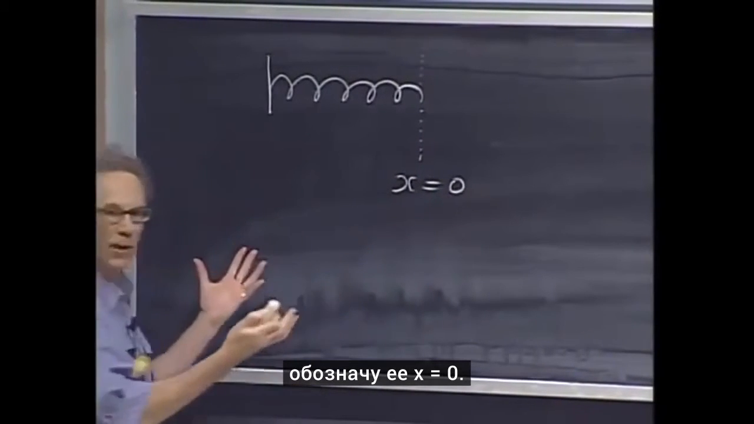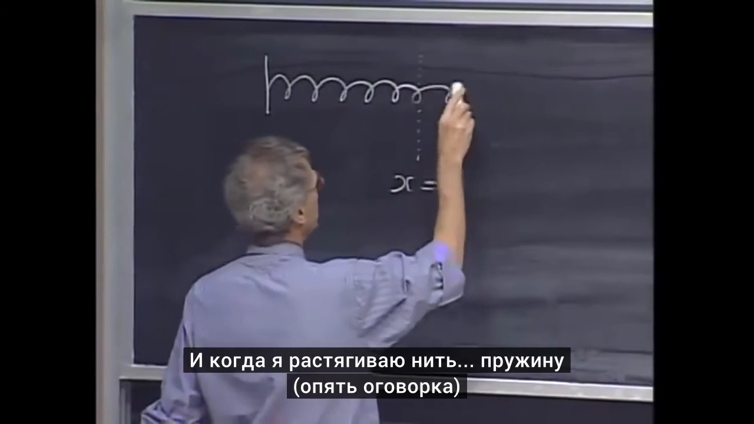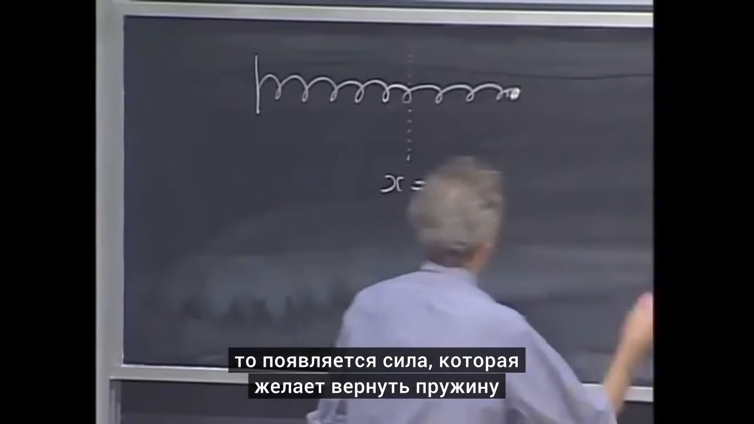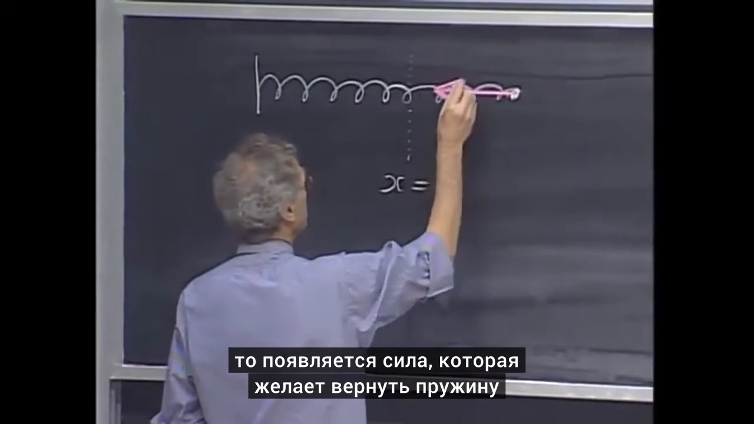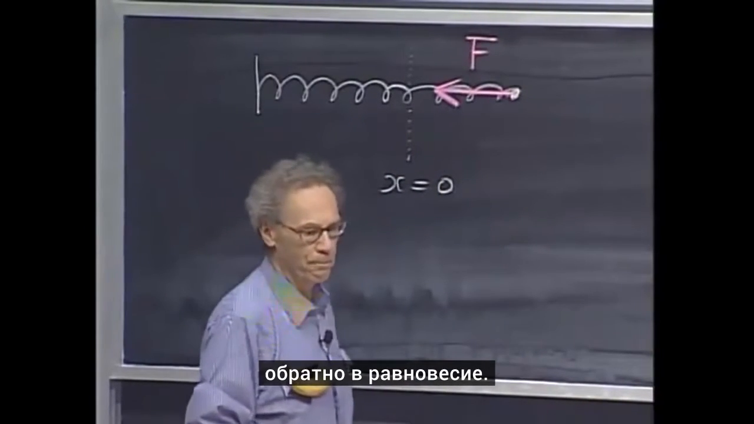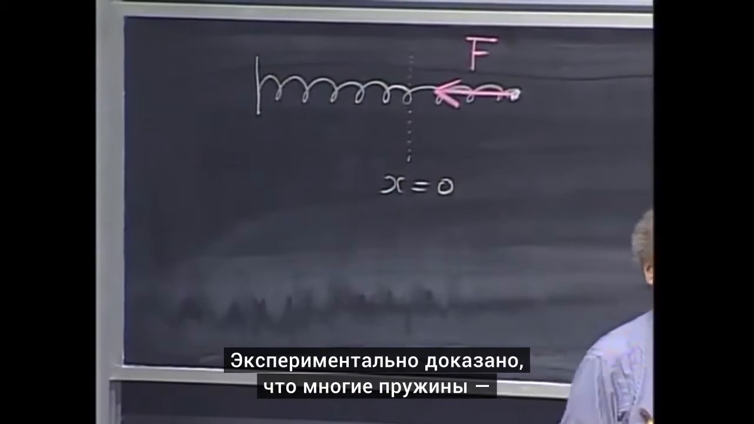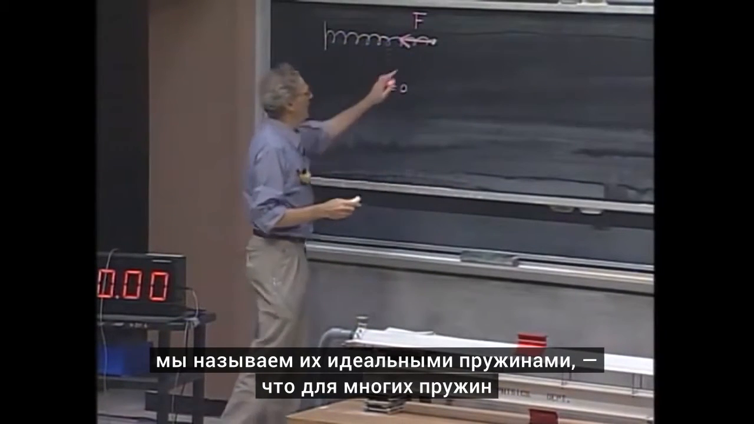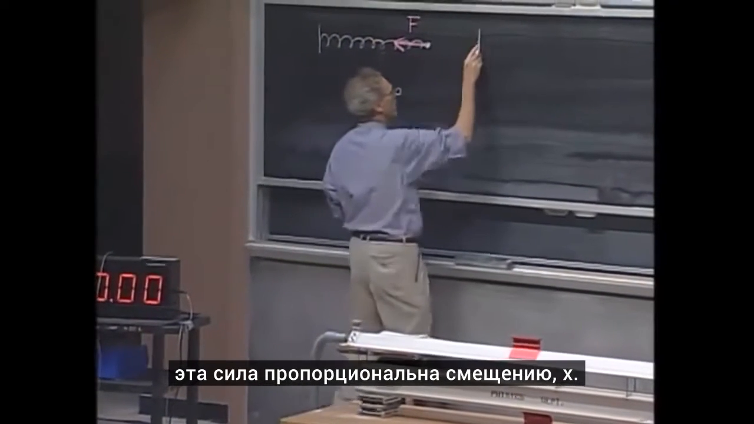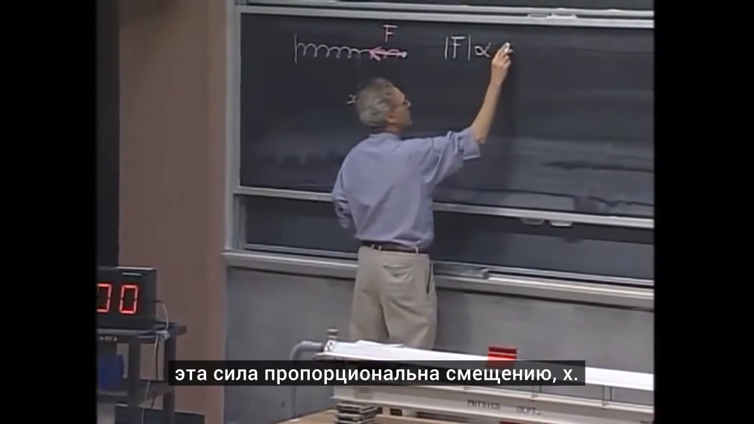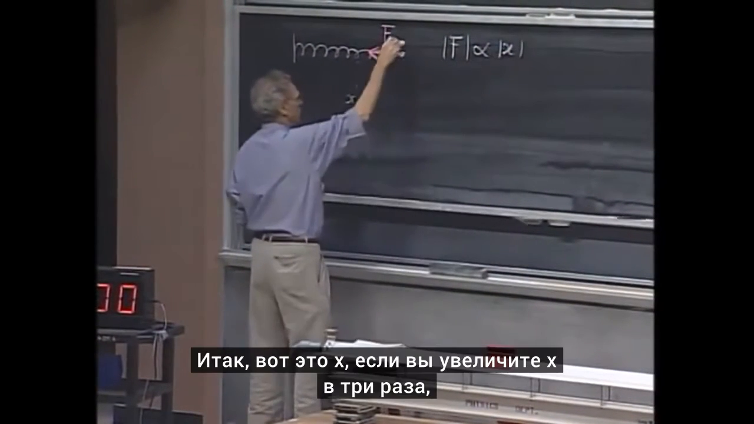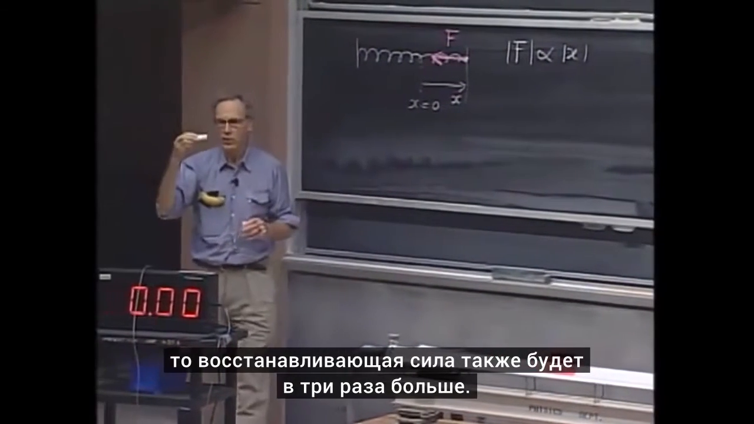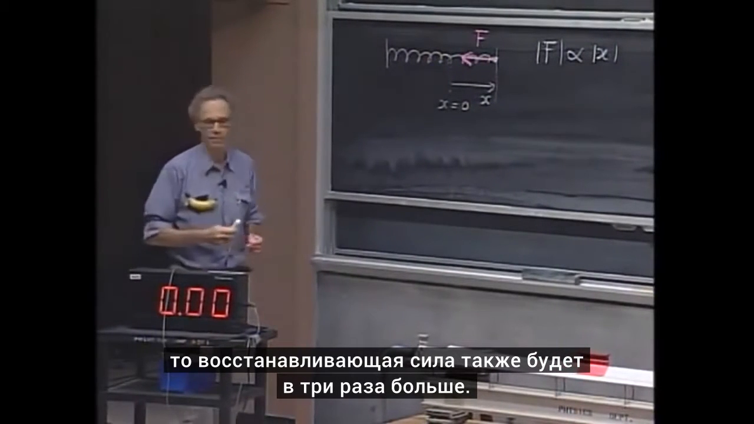I call that x equals 0, and I extend the spring with a pull, then there is a force that wants to drive this spring back to equilibrium. And it is an experimental fact that many springs, we call them ideal springs, for many springs this force is proportional to the displacement x. So if this is x, if you make x 3 times larger, that restoring force is 3 times larger.